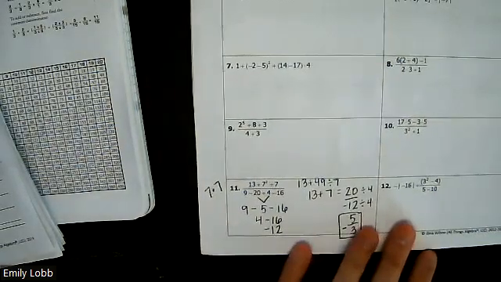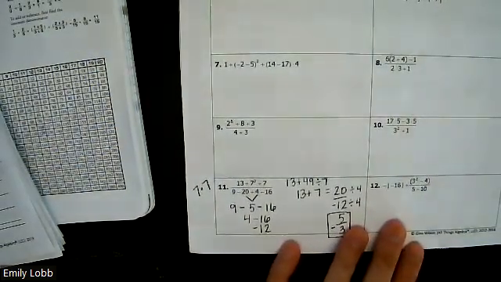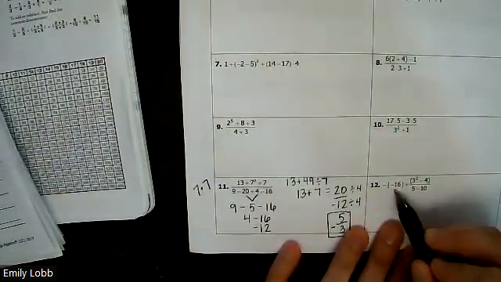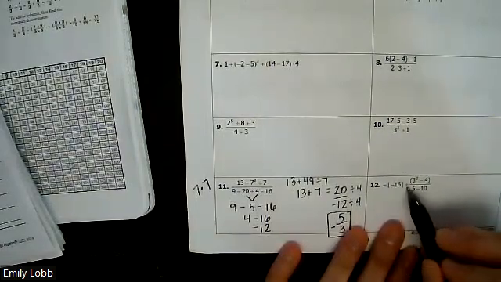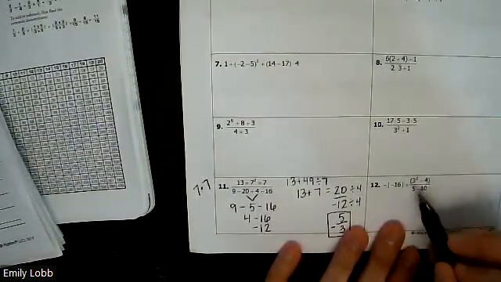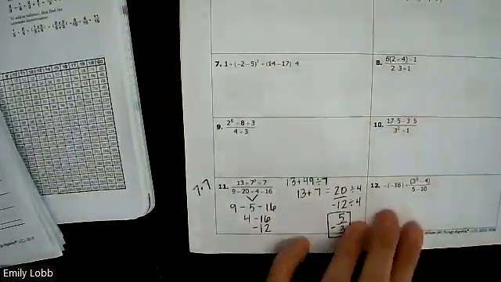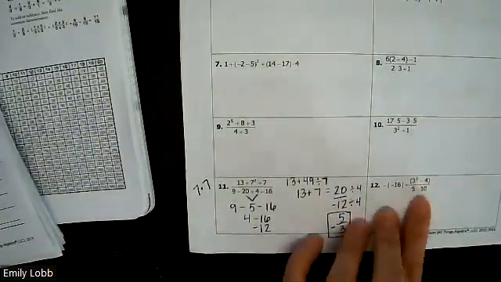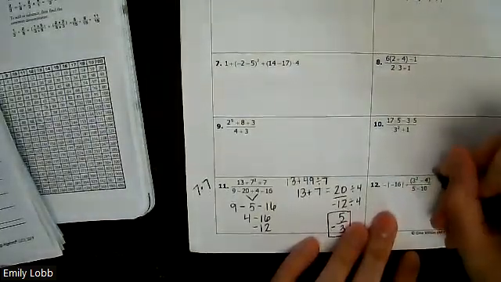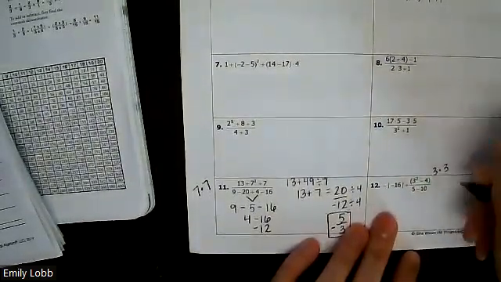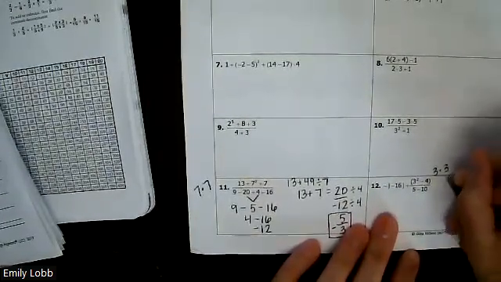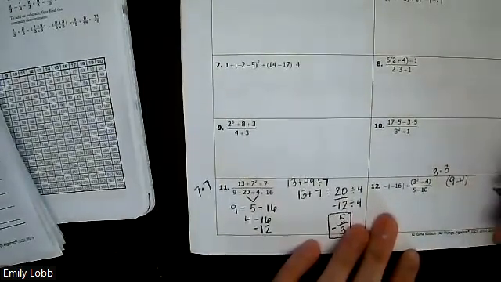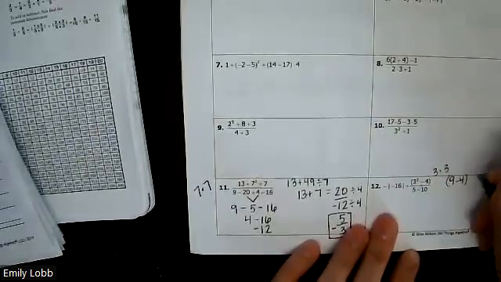So now, number 12, I have to figure out the absolute value of negative 16, take the opposite of it. Then I've got a top and a bottom still. So let's look at what's in parentheses. 3 to the second power is 2 factors of 3. So what's 3 times 3? 9. So 9 minus 4 is what? Yep, 5.